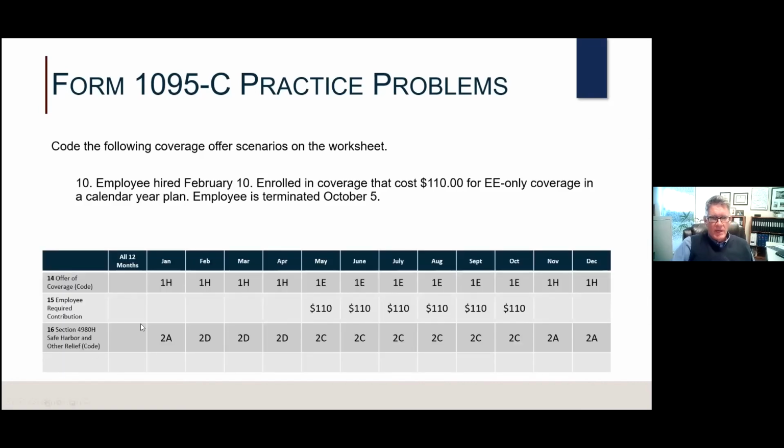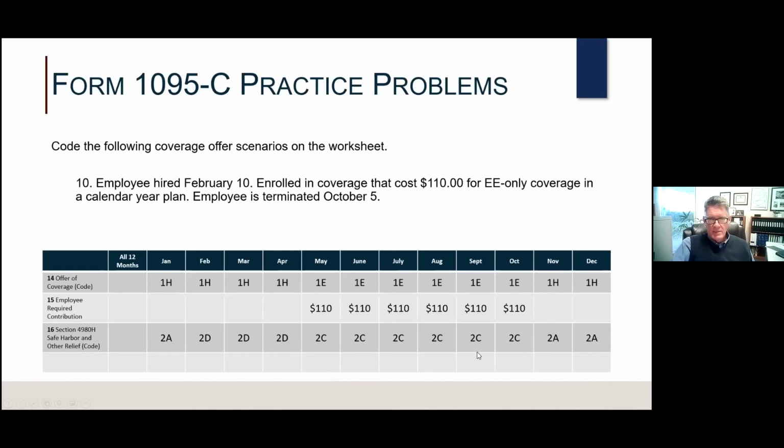So here again, we have no offer of coverage in January because they don't work for you, 2A. Here's your no offer of coverage. The employee is in their waiting period in the months of February, March, and April. And here's the employee with the offer of coverage as of May. The cost of coverage, they're enrolled, 2C.